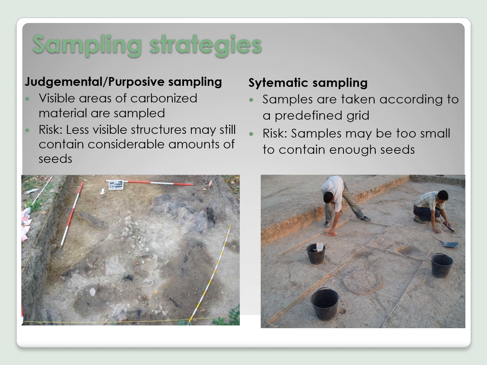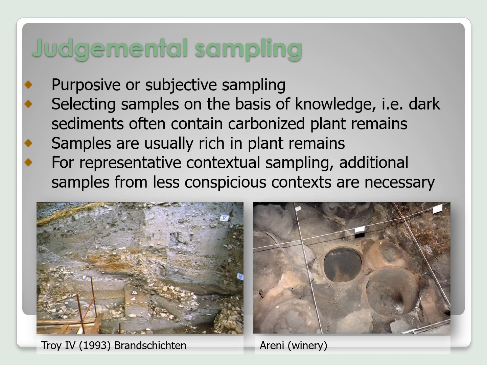In general, there are two main sampling strategies that are applied in archaeological sites: judgmental or purposive sampling and systematic sampling, which are ideally applied in combination. Judgmental or purposive sampling is mostly based on empirical knowledge, that is, dark sediments often contain carbonized plant remains, and they are chosen for sampling if seeds can be seen by eye. This kind of sampling is most frequently applied, but additional sampling of less conspicuous contexts is necessary to receive a representative assemblage.